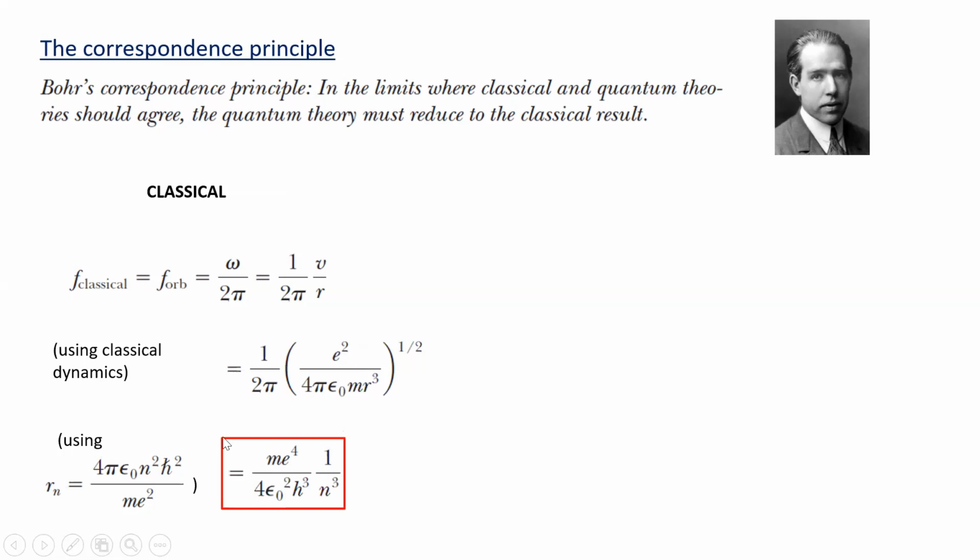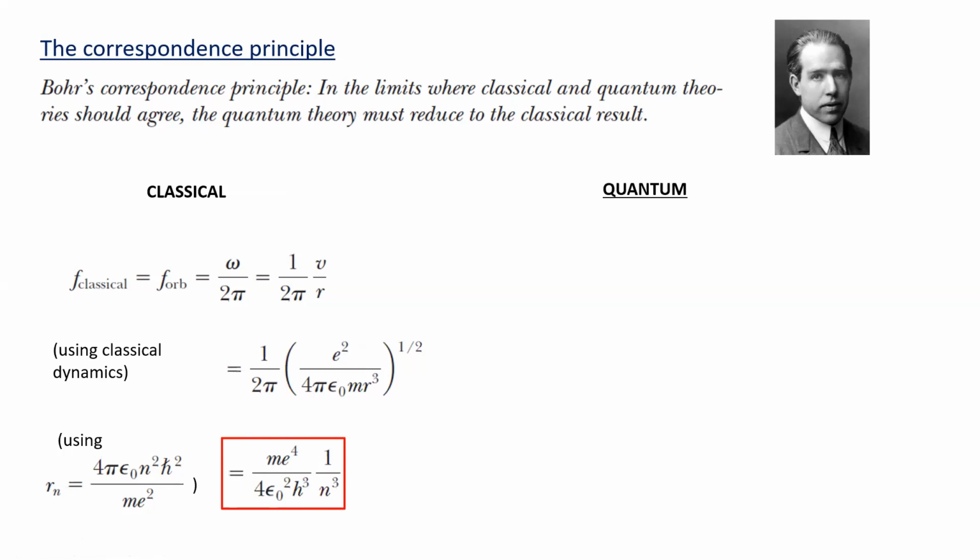So this says that, classically speaking, at large radii, because for n large, the atomic radius would be very large. It goes up as n squared. The frequency which would be emitted would be this expression, going as 1 over n cubed.